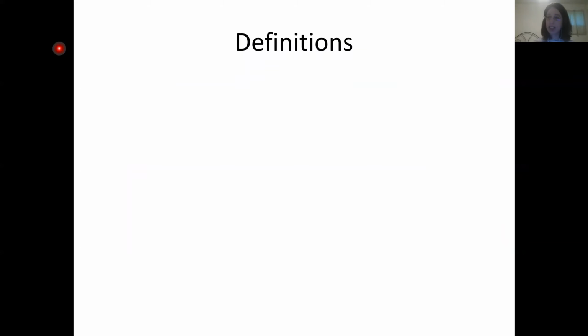So I'm going to start the technical portion now of the talk, and I'm going to start by giving some definitions. So we gave some intuition of non-malleable codes, and now I'm going to give some formal definitions.